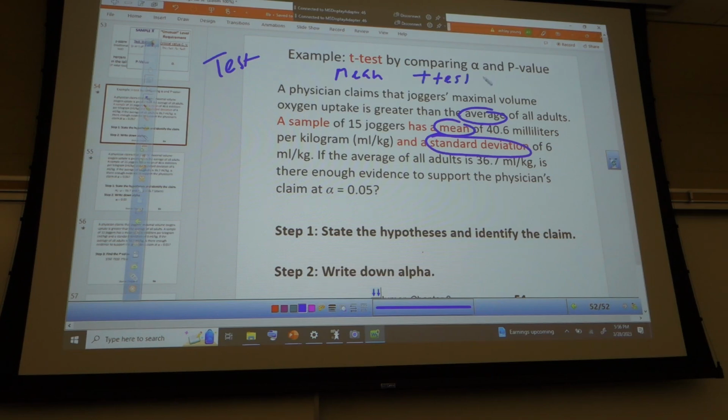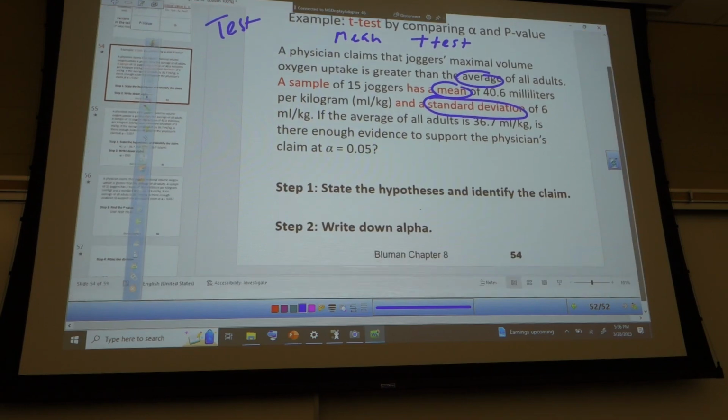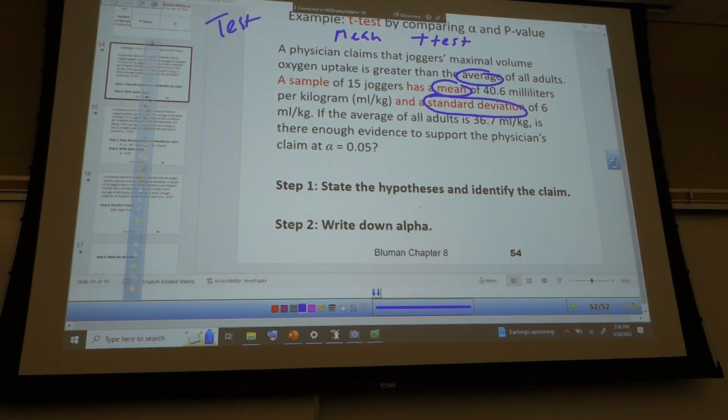Mean, Mr. T, t-test. So first, state the hypotheses and identify the claim. What was his claim? He claims that their oxygen uptake is greater than the average. Does everyone kind of see that? So his claim is that their oxygen uptake, their mean, is greater than the average. What's the average? 36.7.